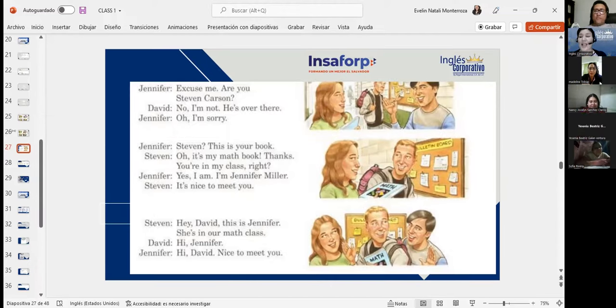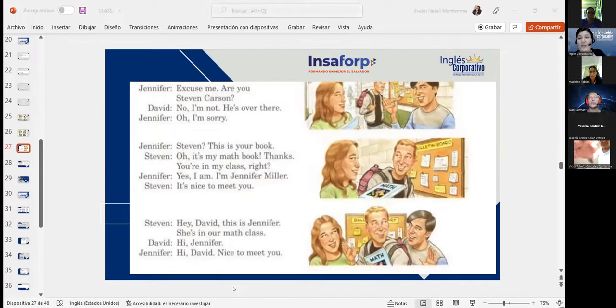Now, we are going to do little groups of three, and we are going to create the conversation with the three people. In the group, you have to choose one person. Who is going to be David? Who is going to be Jennifer? And who is going to be Steven, okay? So I am going to send the conversation in the chat. There you go. And I am going to make the groups. You have to create the conversation according to the names of the people in your group, okay?